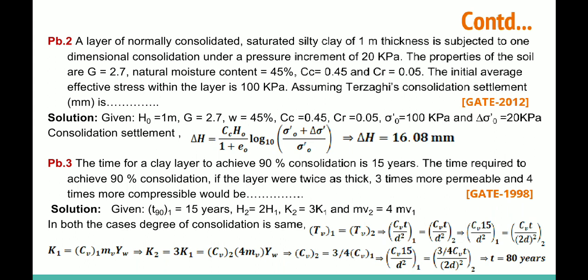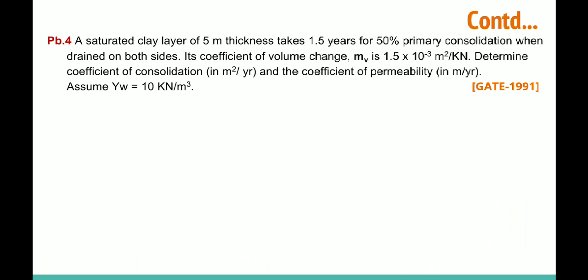Okay. So in the next question we have a saturated clay layer of 5-meter thickness that takes 1.5 years for 50% primary consolidation when drained on both sides. Its coefficient of volume change mv is 1.5 into 10 to the power minus 3 meter cube per kilonewton. Determine the coefficient of consolidation in meter square per year and the coefficient of permeability in meter per year. Assume unit weight of water 10 kilonewton per meter cube.